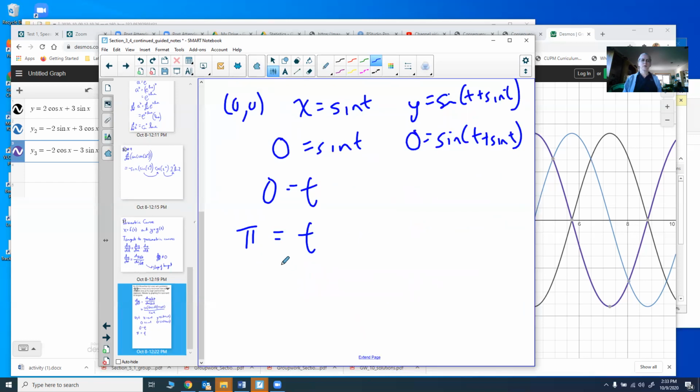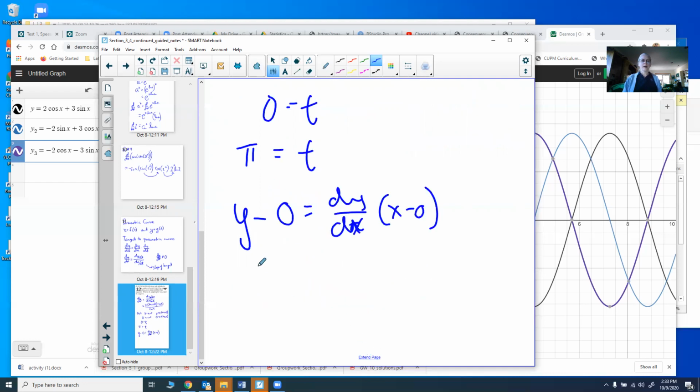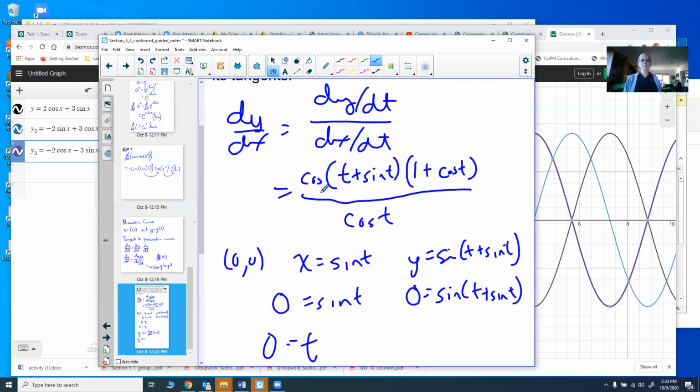So one equation would be, remember, y minus y1 is equal to the derivative dy/dx times x minus x1. And dy/dx, we just found out, was (1 plus cosine t) over cosine t. We are at (0, 0), time t is 0.